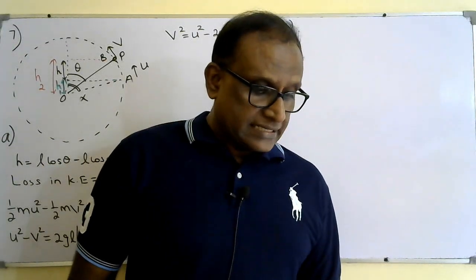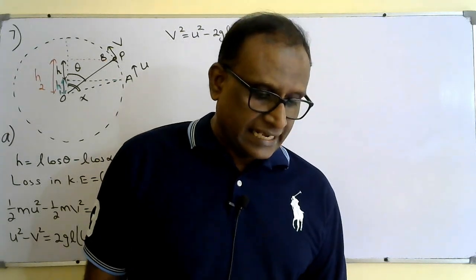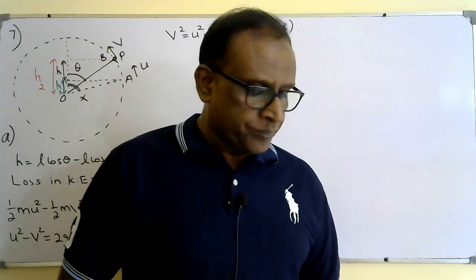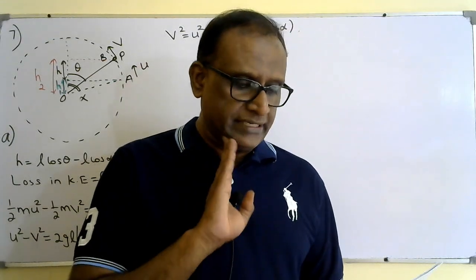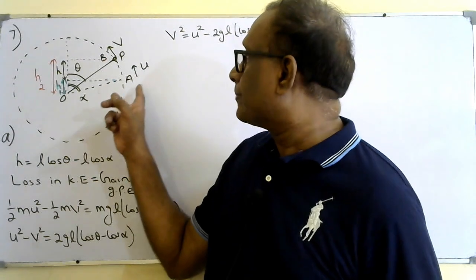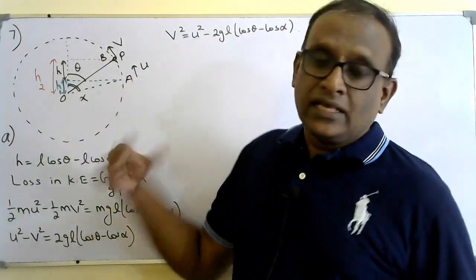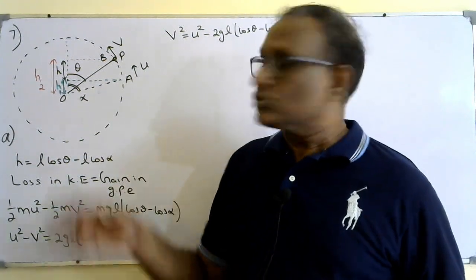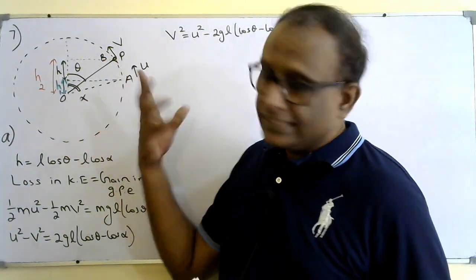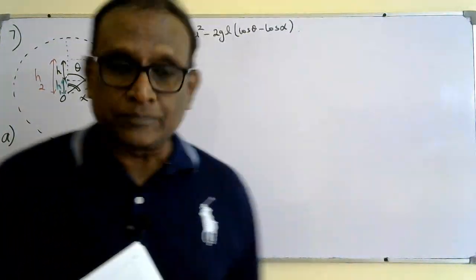Given that cos alpha equals 2 by 5 and u equals the square root of 3gL, show that P moves in a complete vertical circle. Here, with a particle attached to a rod, the rod can't bend, so the only possible motion of the particle is circular motion. It can't have projectile motion. But if it is a string, there's a possibility.